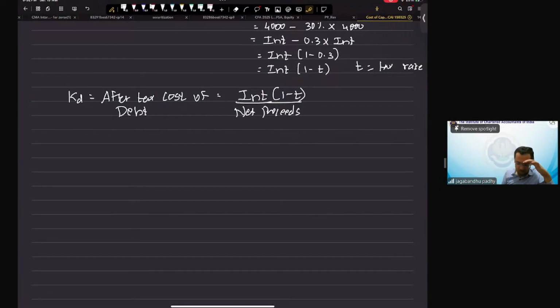Now this is with regards to those debentures which are irredeemable. Now we may definitely have debentures which are redeemable in nature. What do you mean by redeemable debentures? What do we understand by redeemable debentures?